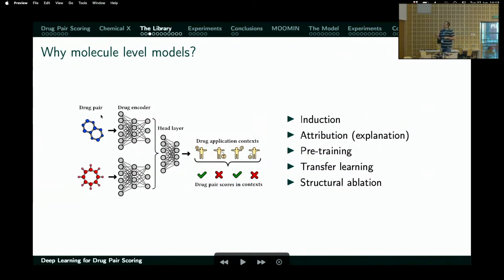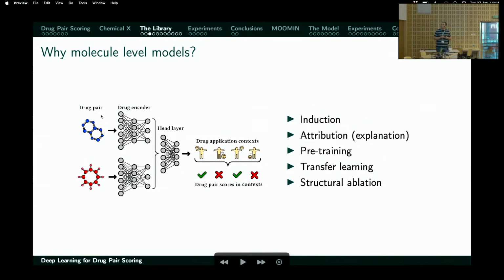The second property that is really nice is that it's very easy to create attributions and explanations for a model like this. So I know that there are people here who work on explainability in graph neural networks. You can take essentially generic explainability tools out of the box and use those on top of these models. It's easy to pre-train them. You can just pre-train the drug encoder and you are done.